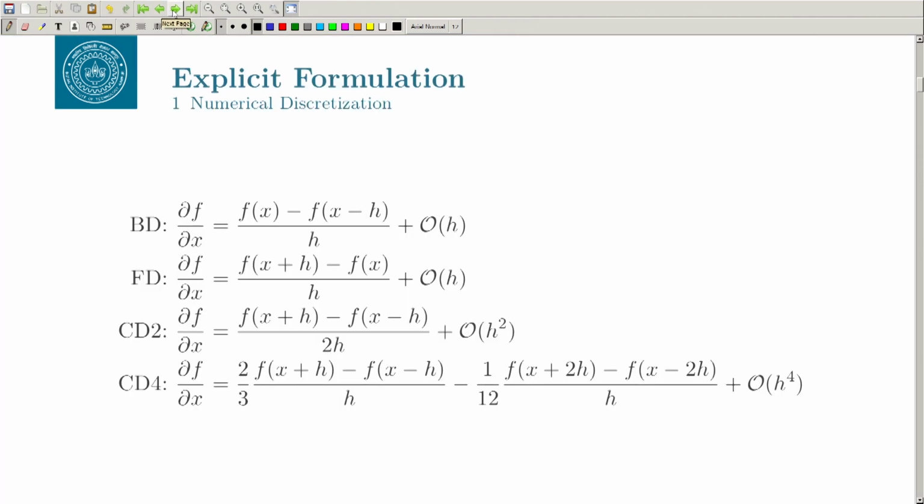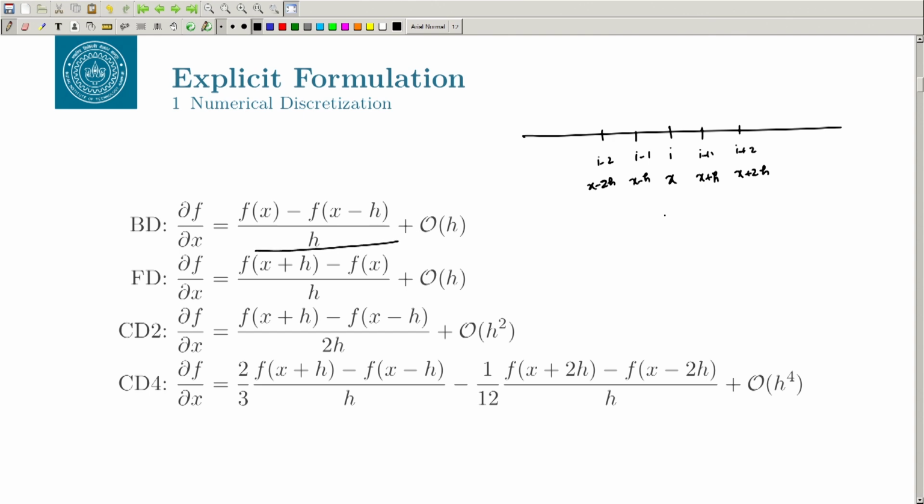Okay. So, for example, for the first order derivative, if this is your point i plus 1, i minus 1, i plus 2, i minus 2 and so forth. Okay. This is a uniform grid. Okay. So, this is x, this is x plus h, x plus 2h, x minus h, x minus 2h. Okay. So, you can write your backward differentiating in this way, f prime will be f_i minus f_{i-1} by h, right. This is your backward differentiating, and we saw that the order of accuracy is 1. So, this is the first order accurate scheme.